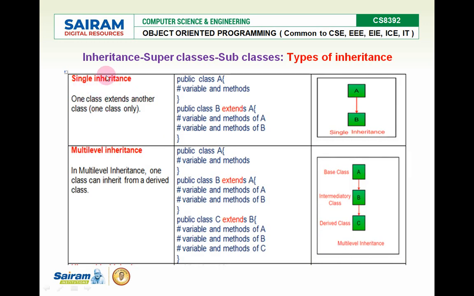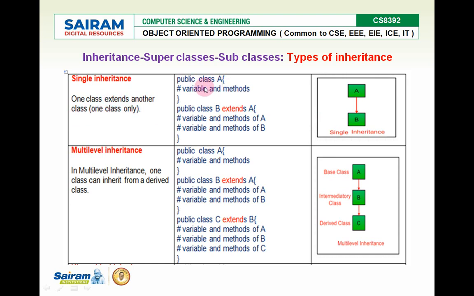So the single inheritance syntax is this one, that is public. Only one base class, only one derived class. Hereafter I will refer to base class and derived class. You can refer to superclass, subclass, or parent class, child class. Base, derived. So A is the base class, B is the derived class. Only one base class, only one derived class is going to be called single inheritance. That's where one class extends another class.